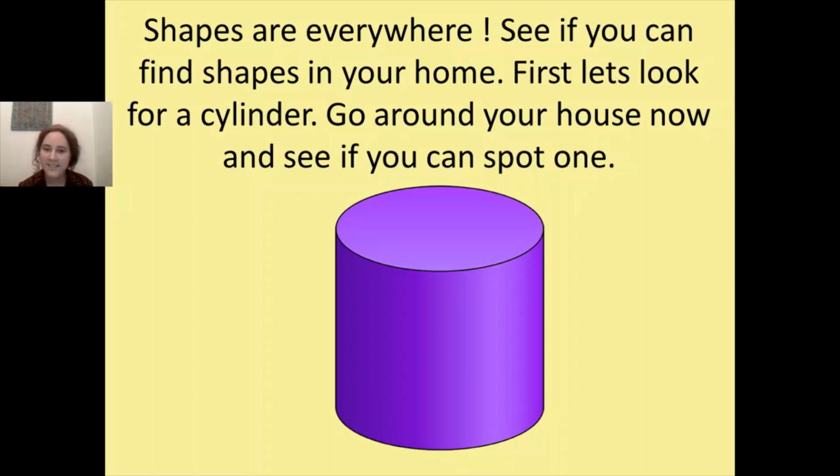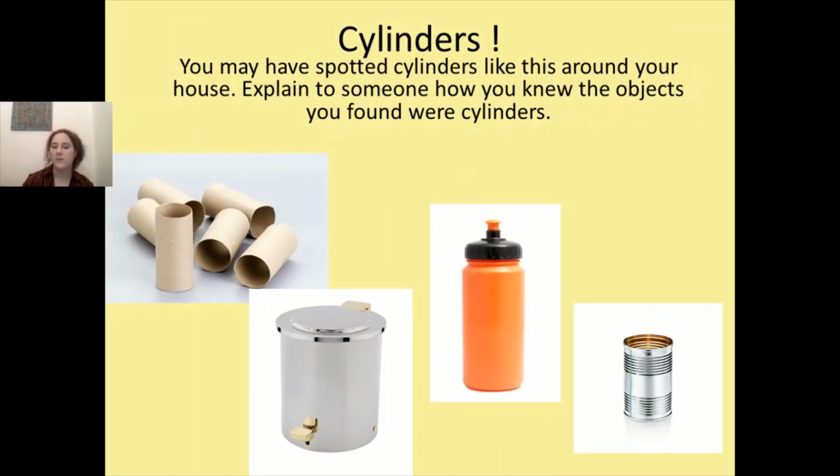Fantastic, have you managed to find a cylinder? Brilliant. I also went on a cylinder hunt around my home and I managed to find this here. It's my water bottle, and I can see it is just like the cylinder in the picture. It has two flat faces and a curved surface. So this is what I spotted. You may have spotted maybe a toilet roll, a bin, maybe you found a water bottle too, or a tin, or something else.